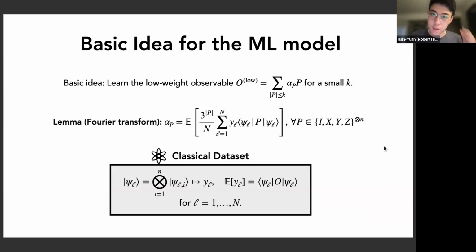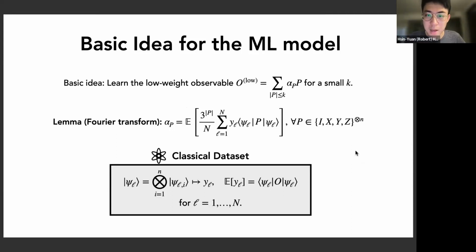So now, given this observation, given this lemma, a basic idea that one could use for the ML algorithm is the following. We just try to learn this low weight observable O low for some small value k. And the way to learn it is using essentially the following Fourier transform based idea, where one can show that alpha p can be obtained by using this expectation value. So one could also just replace the expectation value with an average, and then one essentially shows that when we have this averaging over the classical data set, it will concentrate to its expectation value just by simple law of large numbers. And hence we can get a good estimate for what alpha p is.